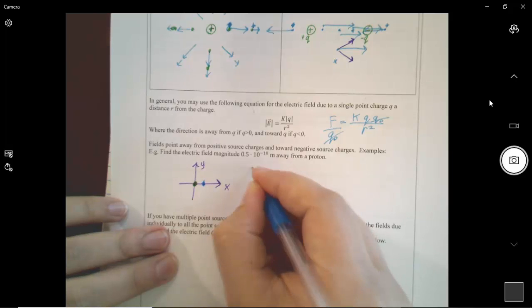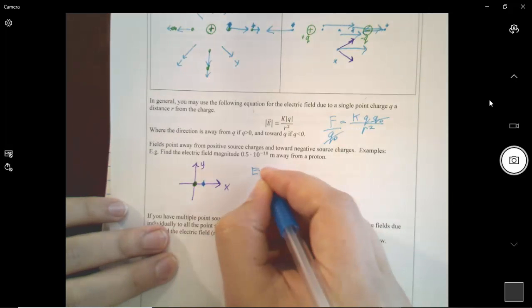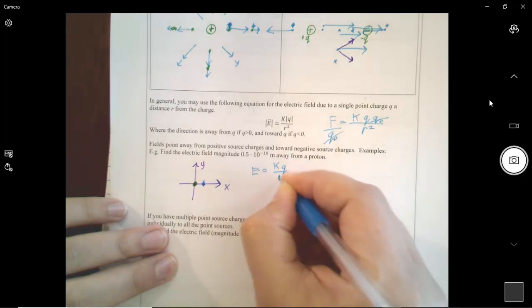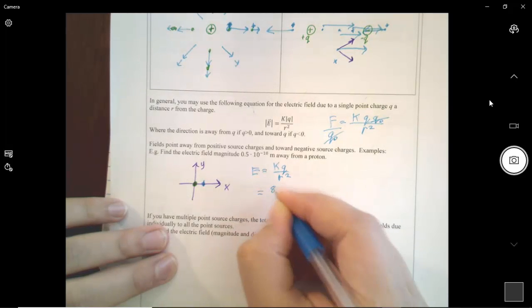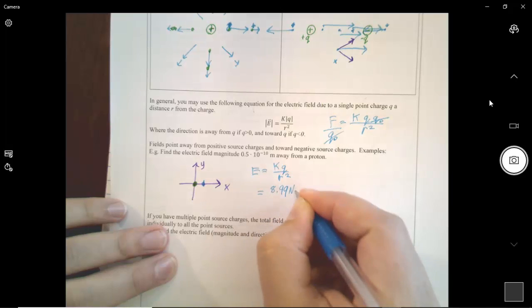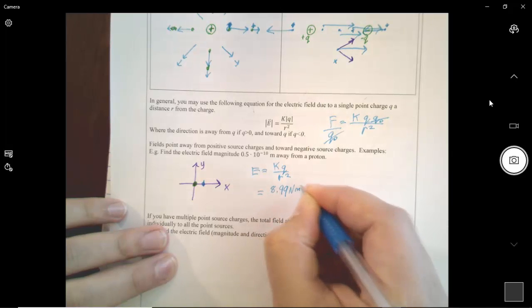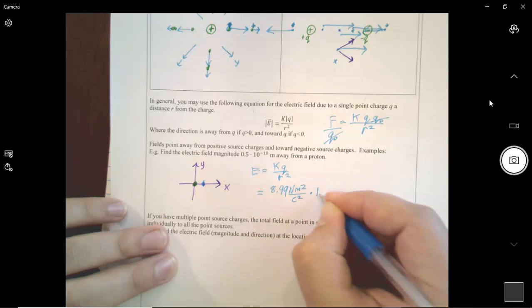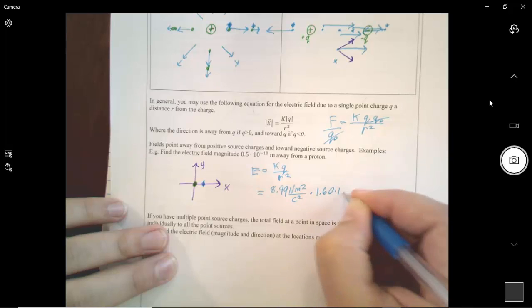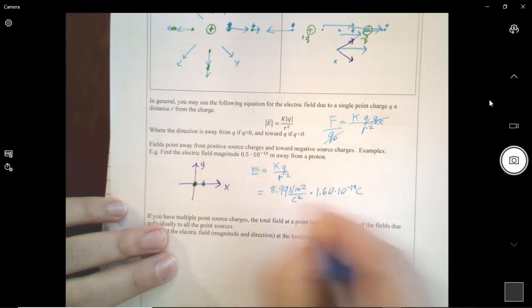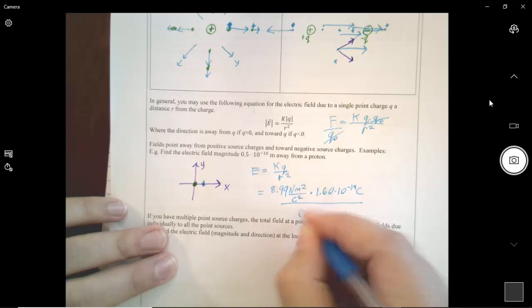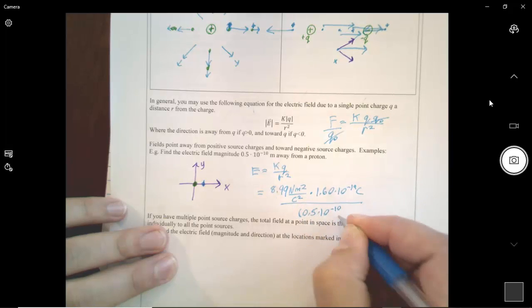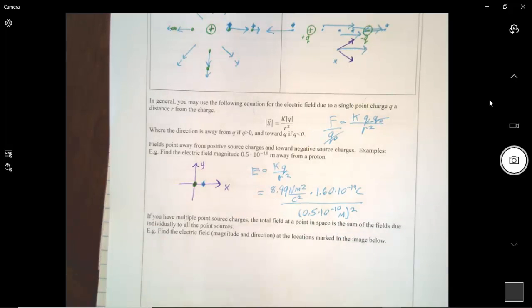And so we have kq over r squared is equal to 8.99 in meters squared over coulombs squared times the charge, 1.60 times 10 to the minus 19 coulombs, all over 0.5 times 10 to the minus 10 meters squared.